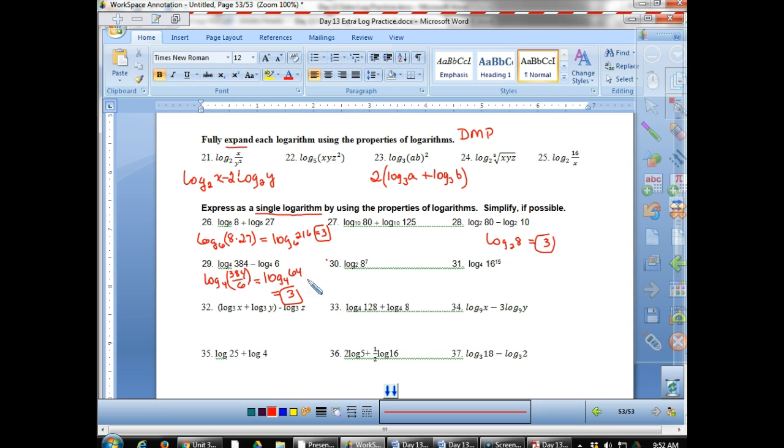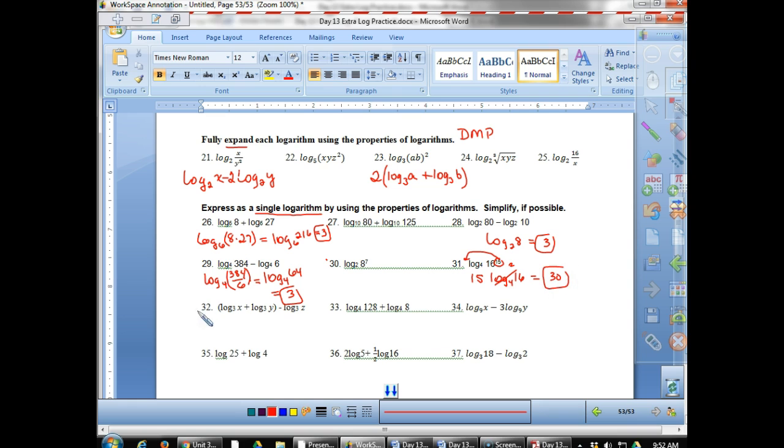And 31 looks kind of complicated, but it's really not. All I have to do is bring the 15 out front, and then log base 4 of 16 is really the number 2. So it's 15 times 2, which is going to be 30. That will be your answer.